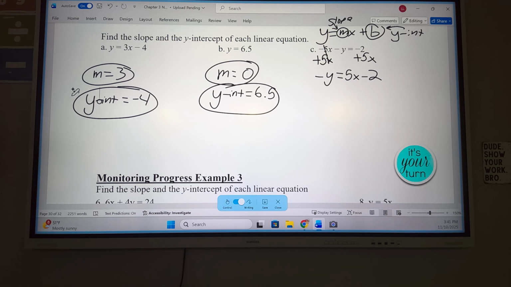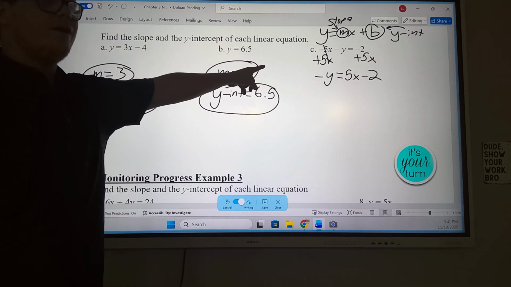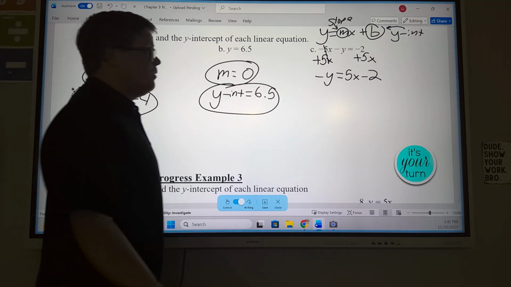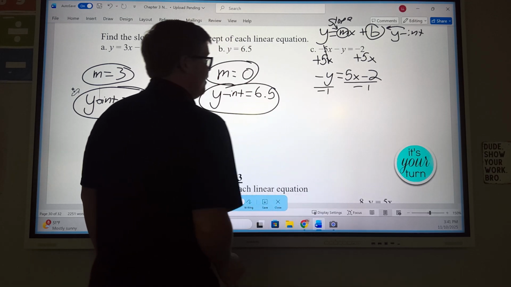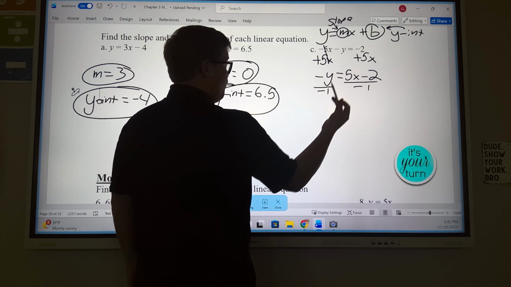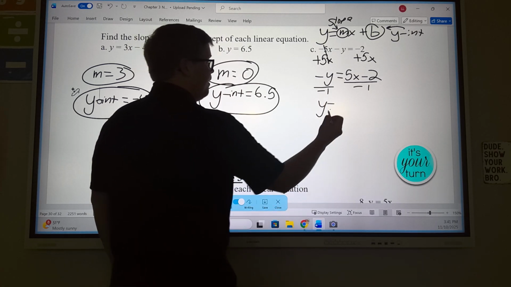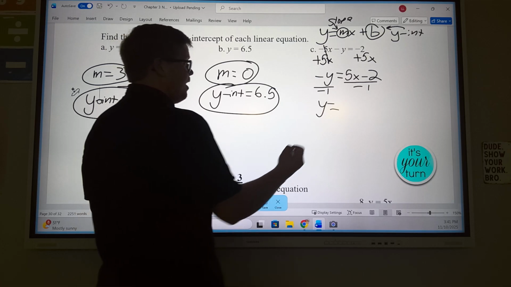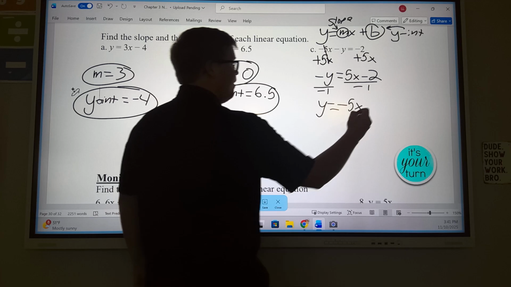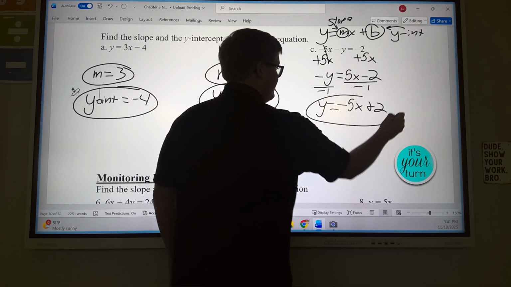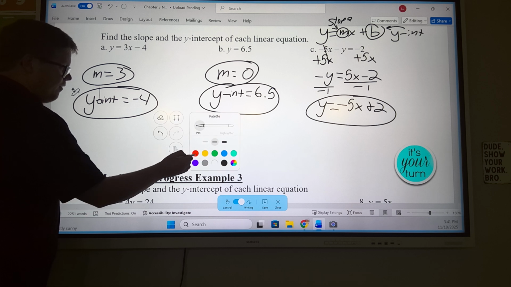In this situation, there's no number on the y, except we do have that negative sign, which tells us there's a -1. That y is not by itself yet, so we have to get rid of it by dividing by -1. Negative y divided by -1 is a positive y. That's what we want. And 5x divided by -1 is -5x, and -2 divided by -1 is a positive 2. So this is our new equation in slope-intercept form. That's what we're looking for.